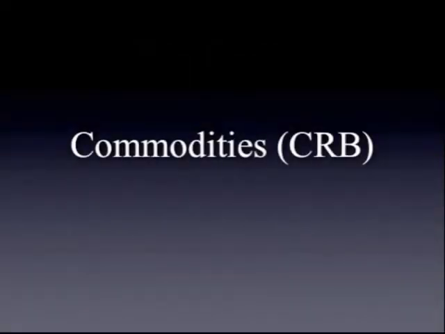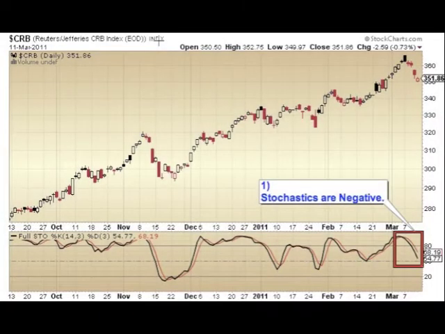Take a look now at the commodities, represented by the CRB Index. A look at the daily chart of the commodities shows us that the stochastics are in serious decline right now, and they're from overbought territory. They're negative. We gave it a red mark. This is important because it's coinciding with the upturn in the US dollar, and we know that the US dollar and the commodities move in opposite directions as commodities are priced in dollars.